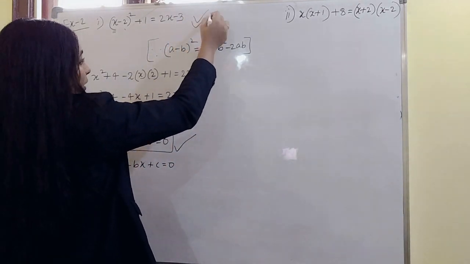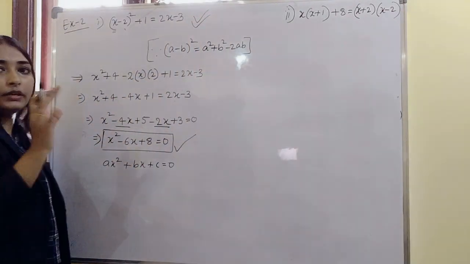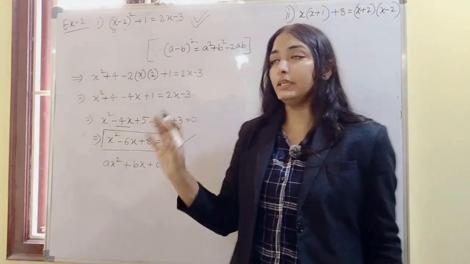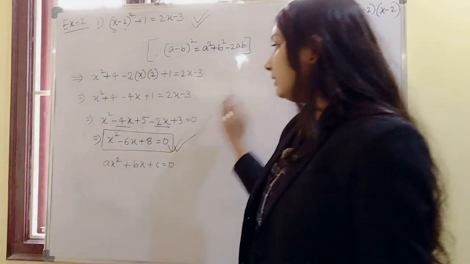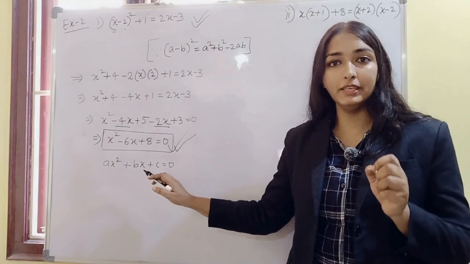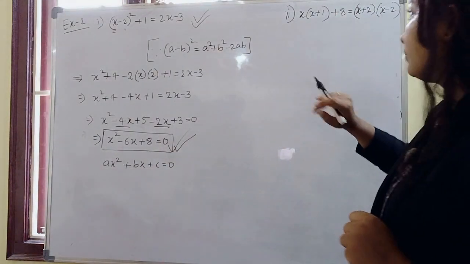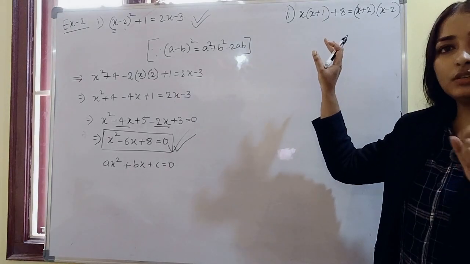Okay, so here you write the conclusion. Here you write the conclusion that the given expression is a quadratic equation. That is in the form of ax square plus bx plus c is equal to 0. Now we will check the second one, whether it is a quadratic equation or not.